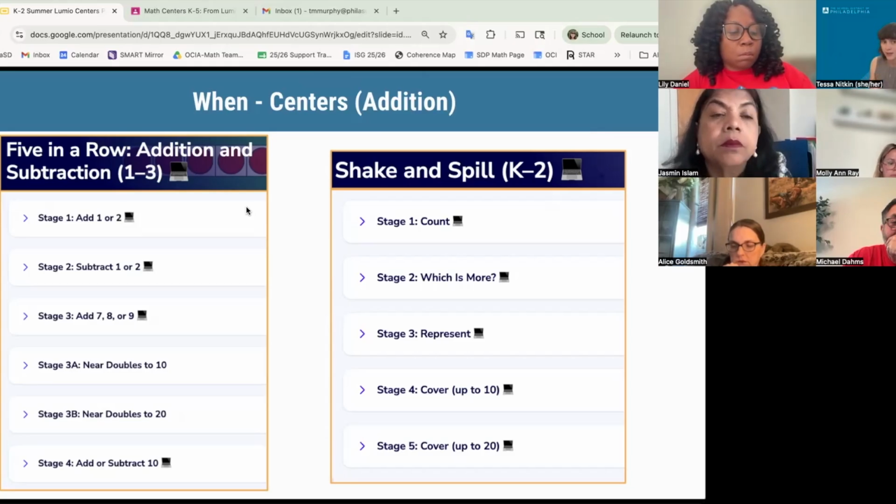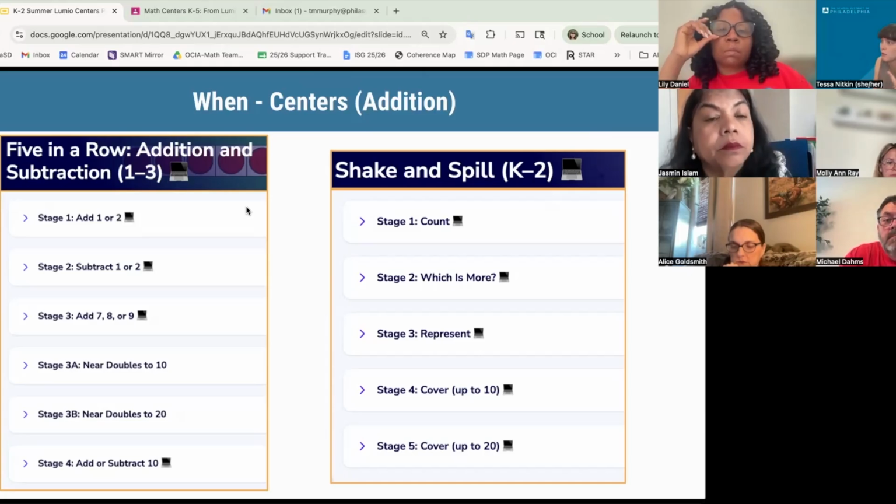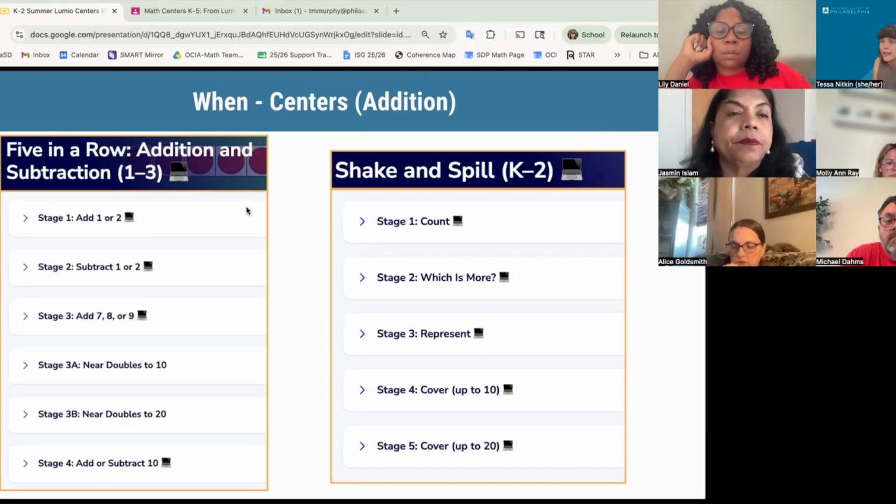The reason we designed those is in all the fluency research, we know, and you guys highlighted this when you talked about facts that were easier, that doubles and near doubles are really important strategies for students. And IM did not provide any games that were specific for doubles and near doubles. So what we've done is we've added for Five in a Row here, stage 3A is near doubles to 10, so that'd be appropriate for first grade. Stage 3B is near doubles to 20.